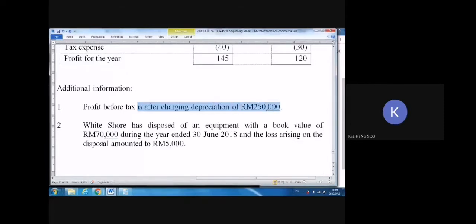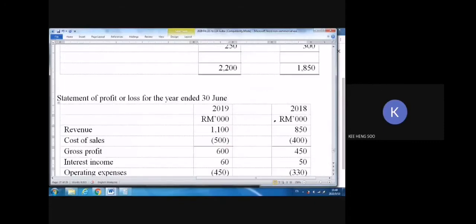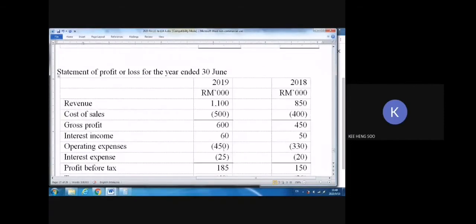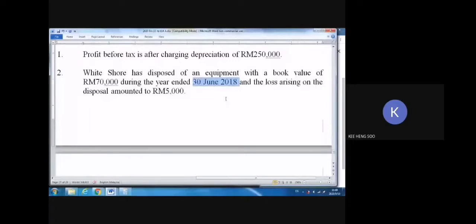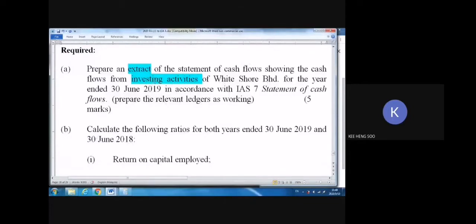What's the profit before tax? This one is profit before tax for 2019. Profit before tax is after charging depreciation. Then you sell one office equipment during the year 2008. And prepare an extract of the statement of cash flow showing the investing activities. Prepare relevant ledgers as a working.